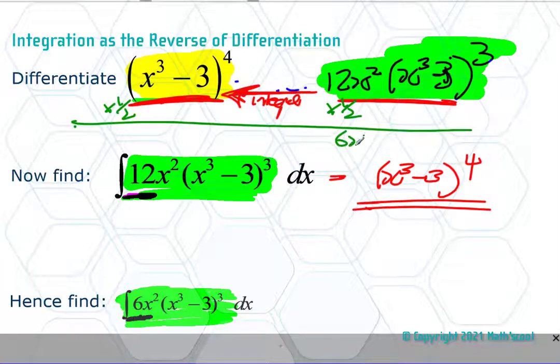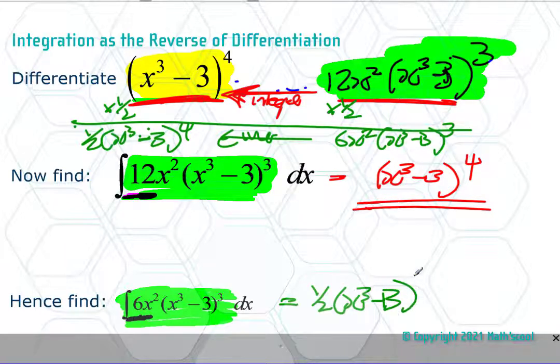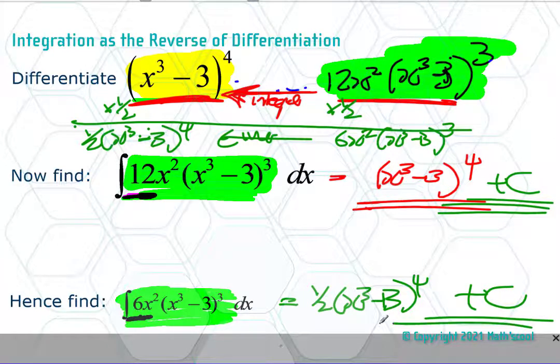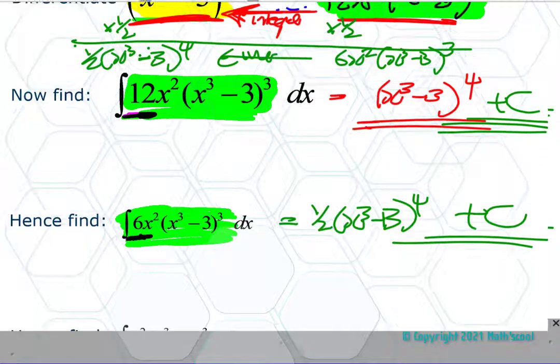This would then become 6x squared (x cubed minus 3) to the power 3, and it would integrate to give me a half (x cubed minus 3) to the power 4. And so there's my answer, a half (x cubed minus 3) to the power 4. Now both of these need a plus c on them, of course, but the technique is to use differentiation to help us to integrate. So that's what's happening here. We're trying to integrate something, and the differentiation is helping us to do that integration.